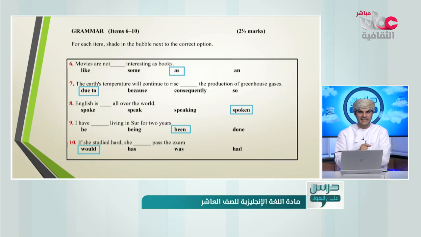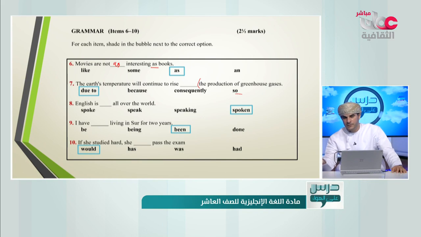Movies are not as interesting as. Okay? The Earth's temperature will continue to rise due to, because after due to, use the noun. Due to the temperature, due to the production, due to the something. Okay, so this is a noun. Because you need of after it. Because of something. Consequently, you need to write it in the beginning of the sentence. So needs a verb. So the production of the greenhouse gases, what?